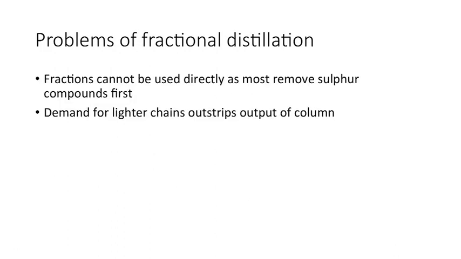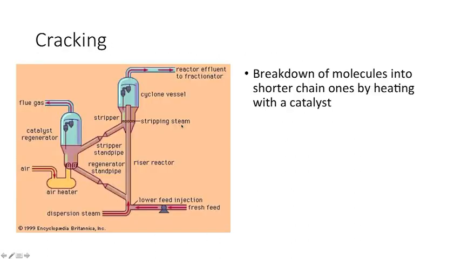So, two problems of fractional distillation. Fractions cannot be used directly, as the sulfur compounds must be removed first, and the demand for lighter chains outstrips the output of the column, because obviously they'll be throughout the whole thing, whereas we prefer lighter and smaller chains. To combat this problem, we have something called cracking.